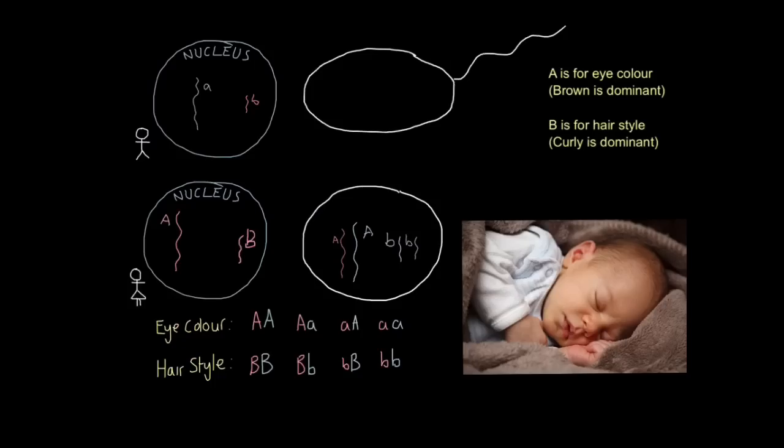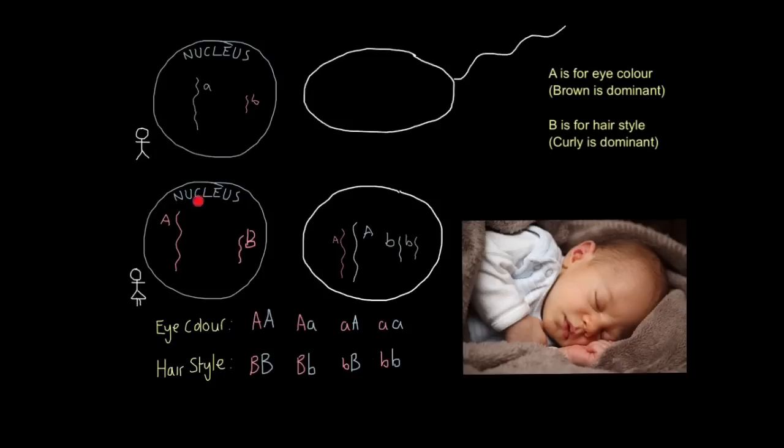Let's say in this example, the letter A represents eye colour, where brown is the dominant allele, and B is for hairstyle, where curly hair is dominant. You can see here that this baby has inherited two dominant alleles for eye colour. In other words, they are homozygous dominant and they will have brown eyes, whereas they've inherited two recessive alleles for hairstyle, and because curly hair is dominant, they must have straight hair. So their genotype for eye colour is homozygous dominant, and their genotype for hairstyle is homozygous recessive.